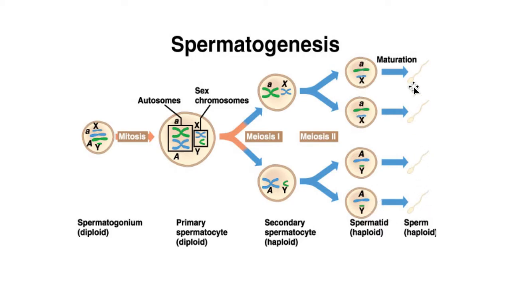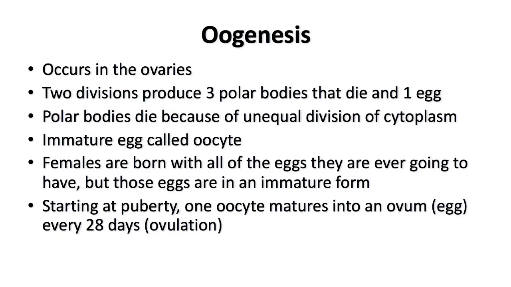Each one becomes a sperm cell. In females, this is a little bit different. Oogenesis occurs in the ovaries, and actually females are born with all the eggs they're ever going to have, but those eggs are in an immature form. Starting at puberty, females begin to ovulate, and they release 1 egg every 28 days.